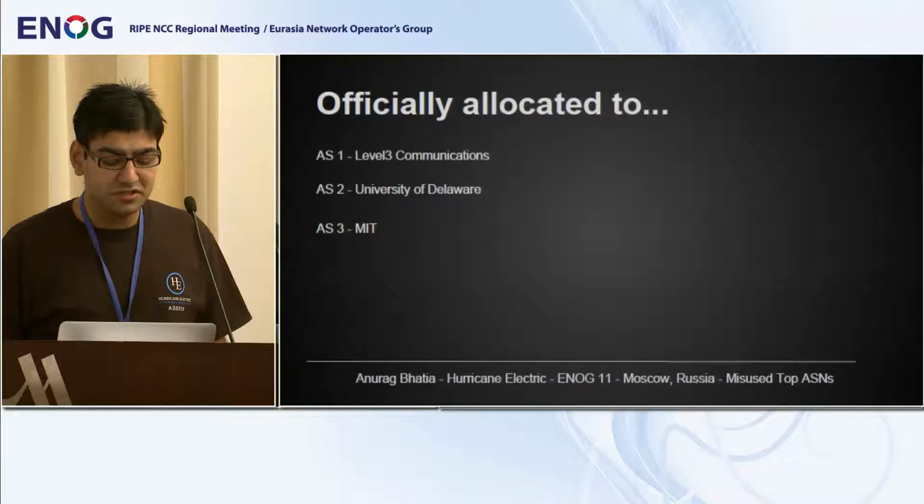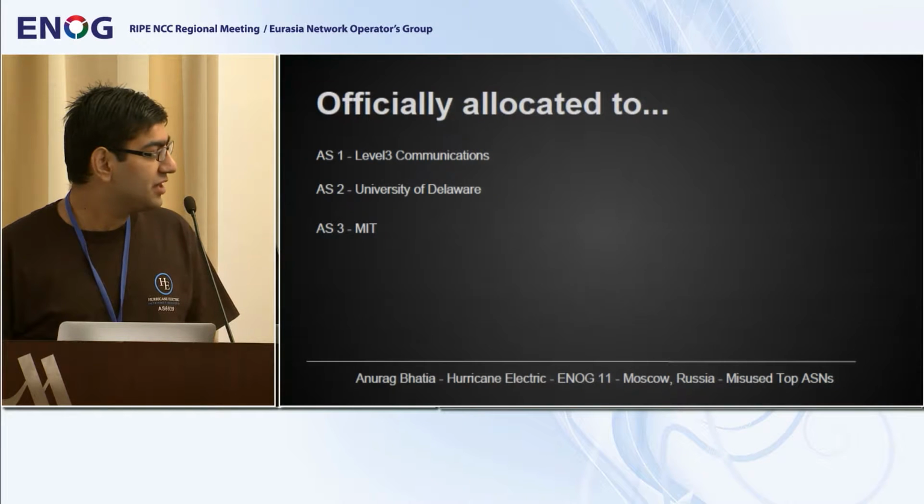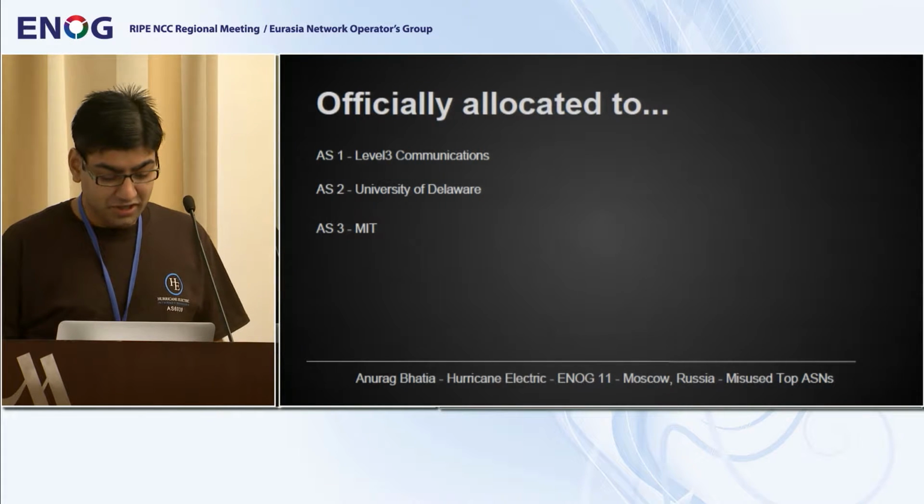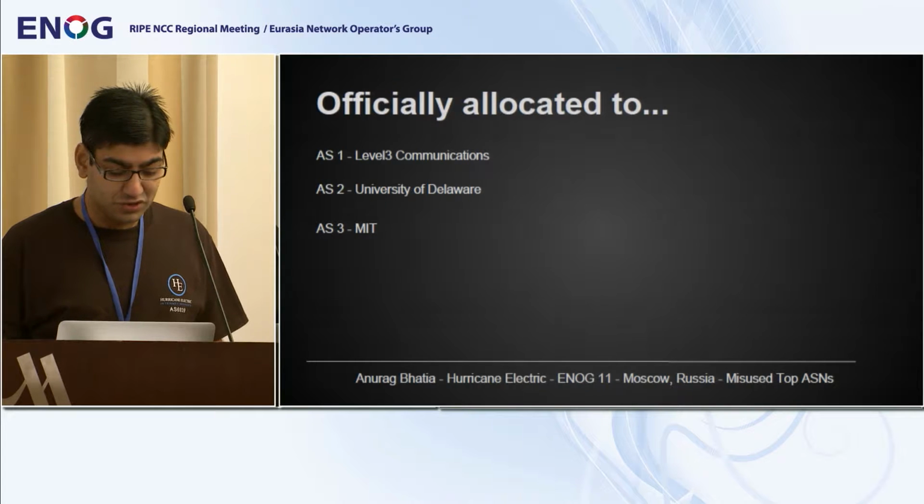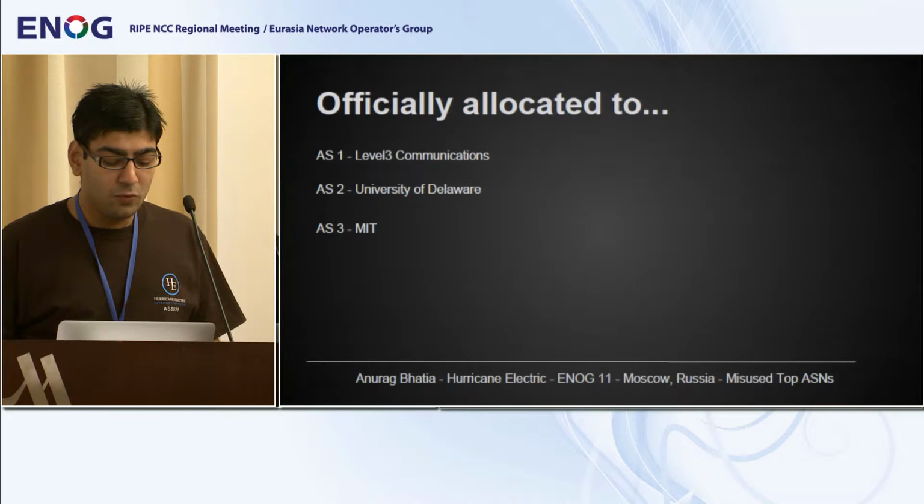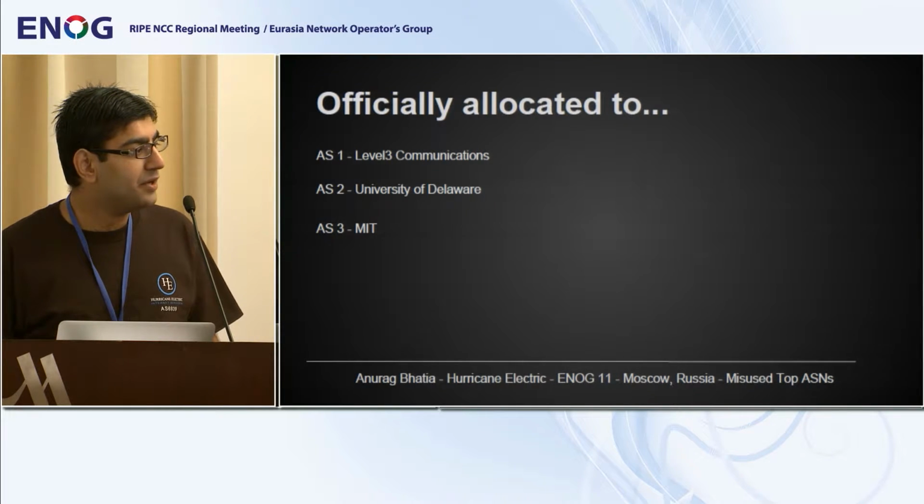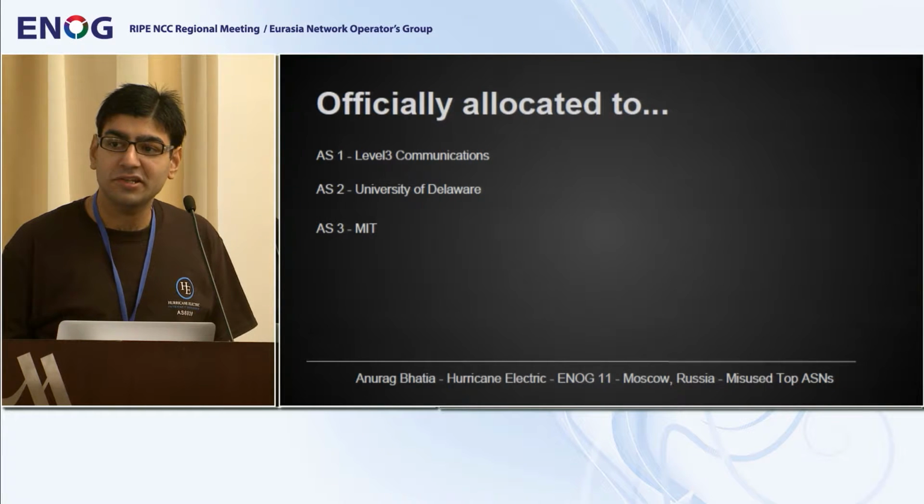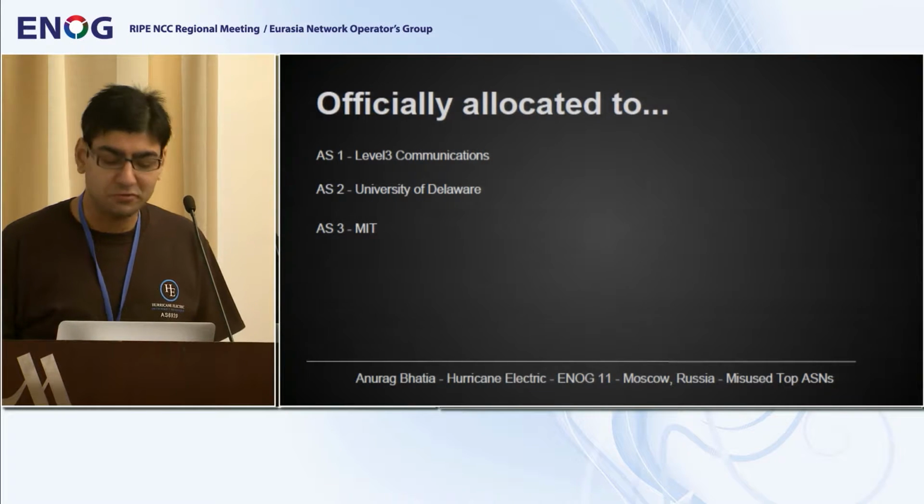Before going further into the study, let's have a look at who these ASNs belong to. We have AS1, which is with Level 3 Communications, probably the only transit provider in the list. AS2 and AS3 are with universities: AS2 with the University of Delaware, and AS3 with MIT. Based on this, we can judge that AS2 and AS3 should not really appear in a random Asian or European location because they are not transit providers. And if they are appearing, there's something wrong going on in the routing.